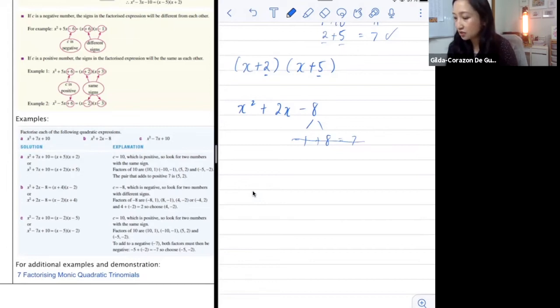We can say that's 2 and 4, but then again, one of them needs to be negative. So we can say it's -2 and then +4. When we add them, we get +2. And therefore, what can we say about -2 and 4? Those are the factors that we are looking for. They are x minus 2 and x plus 4.